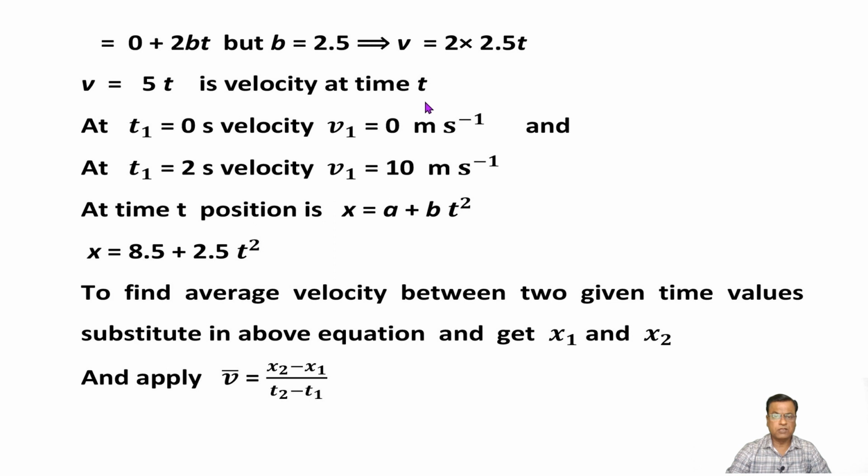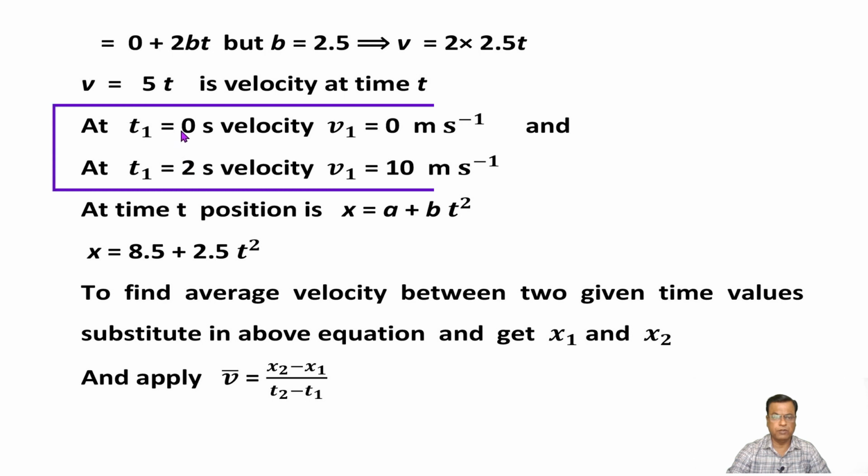Now you are asked instantaneous velocity at two particular times, 0 and 2 seconds. So substitute value of t equal to 0 and t equal to 2. So we have instantaneous velocity at t equal to 0, 5 into 0, so v1 equal to 0, and at t equal to 2 seconds, 5 into 2, so v2 equal to 10 meter per second. So this is the answer for instantaneous velocity at 0 second and 2 second.